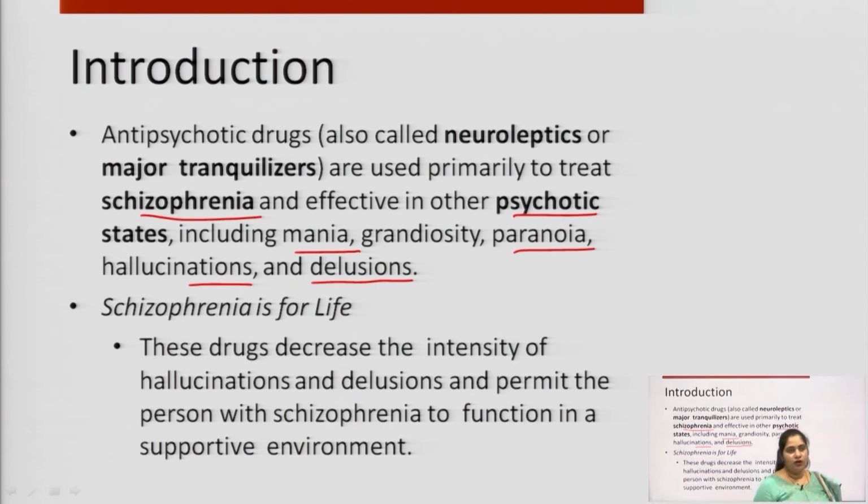First of all, antipsychotic drugs are the drugs that act against schizophrenia and are also effective for other psychotic states like mania, hallucinations, and delusions. Unfortunately, as we have discussed, schizophrenia is for life. We have not yet developed any drug that can completely cure schizophrenia in patients. We can only decrease the intensity and frequency of manic attacks, and decrease the intensity of hallucinations and delusions, and let patients live a supportive life in society.